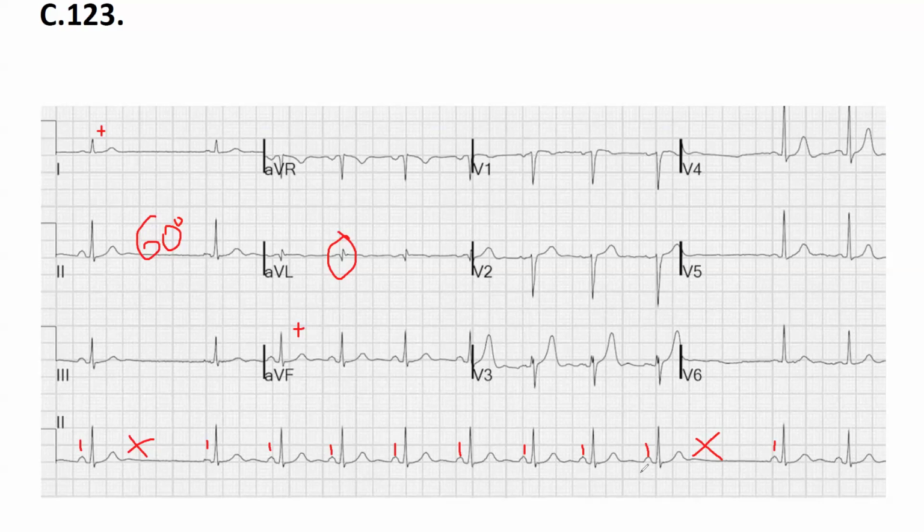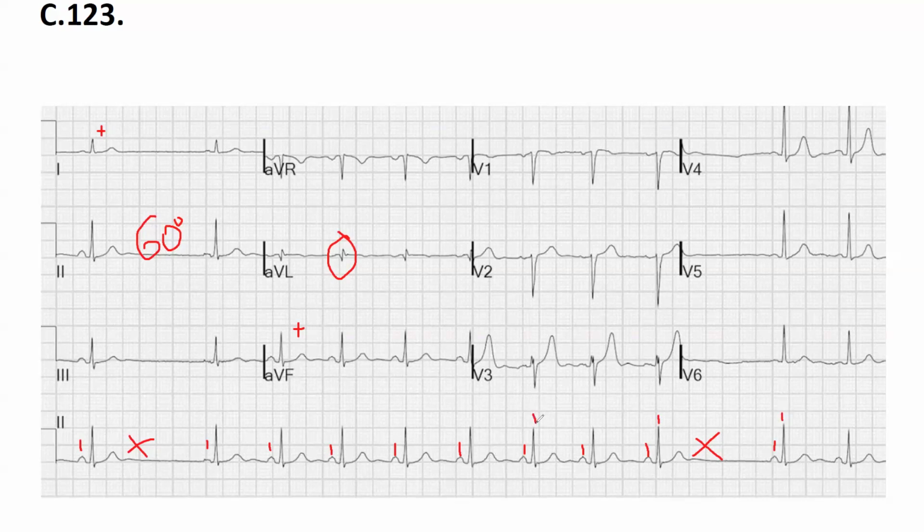But the impulse is not getting out from the sinus. Okay, so that's the SA block. And there are two types: Mobitz type 1 and Mobitz type 2. How can you determine whether it's Mobitz type 1 or Mobitz type 2?